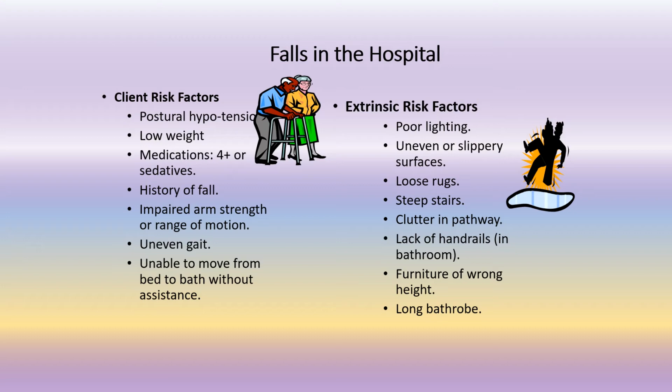There are, however, some extrinsic factors, such as poor lighting, uneven or slippery surfaces, loose rugs, steep stairs, and we mean by steep that they are very deep and sharp and shallow, clutter in the pathway. And what do we mean by clutter? There are a lot of stuff in the pathway, lack of handrails in the bathroom, and furniture of wrong height, and also long bathrobe that can make them stumble.